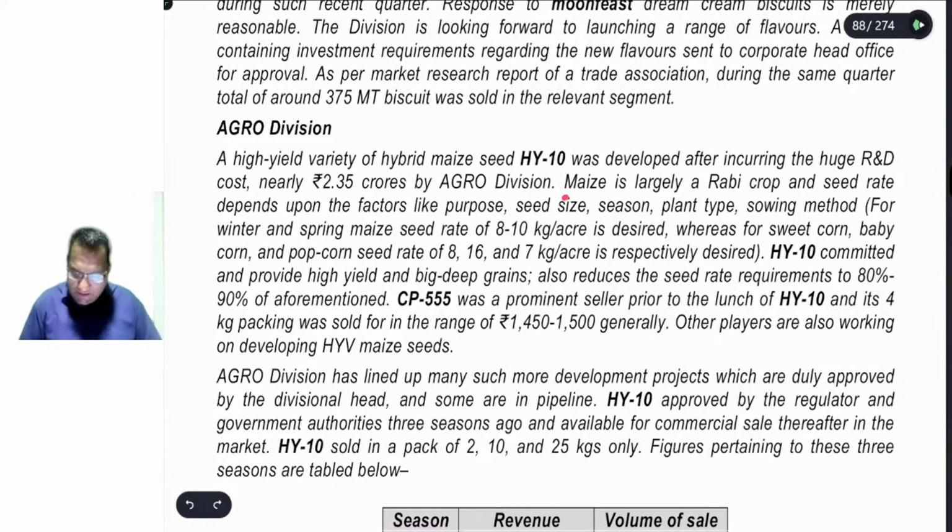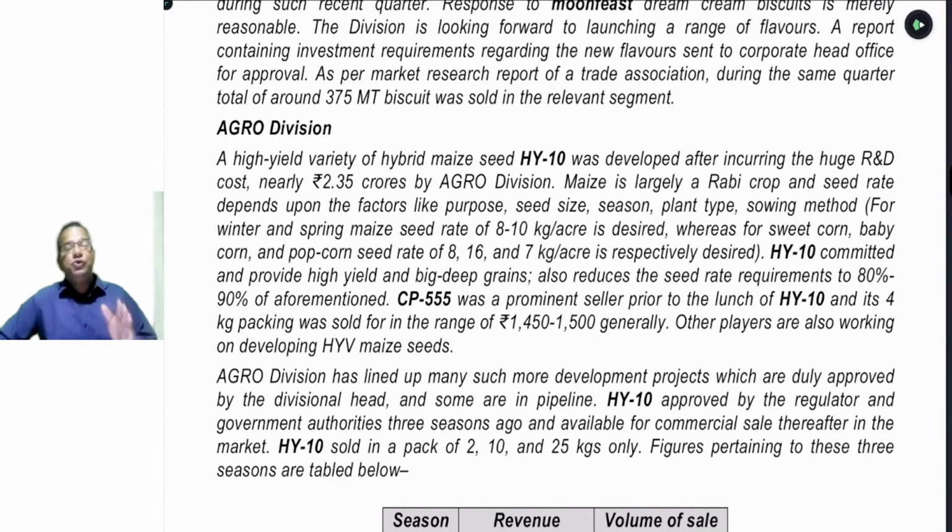Maize is largely a rabi crop and feed rate depends upon the factor like purpose, seed size, season, plant type, sowing method, etc. For winter and spring, maize feed rate of 8 to 10 kg per acre is desired, whereas for sweet corn, baby corn and popcorn, feed rate of 6, 8, 16 and 7 kg per hectare is respectively desired. अभी कुछ डेटा दे रहा है बेटा, उसको प्रॉपर्ली इंटरप्रेट करना पड़ेगा. विंटर और स्प्रिंग नाम से जो मक्के के दाने हैं, मेज फीड, वो पर एकड़ 8 to 10 kg लगता है.